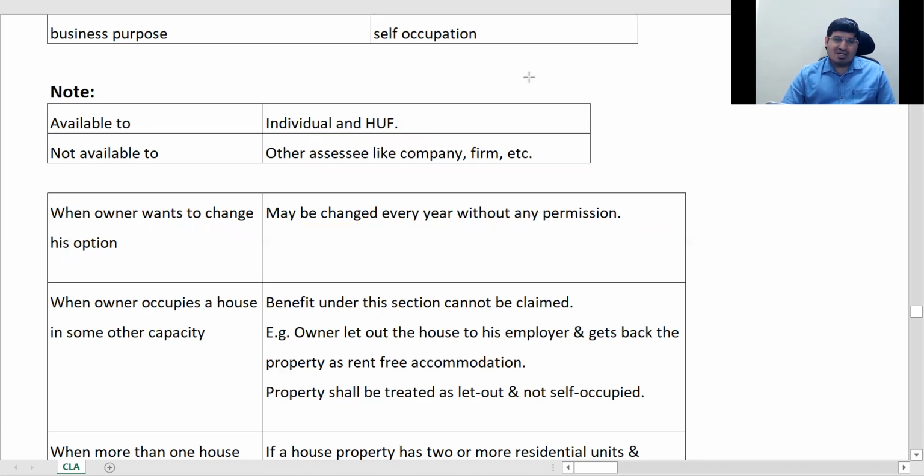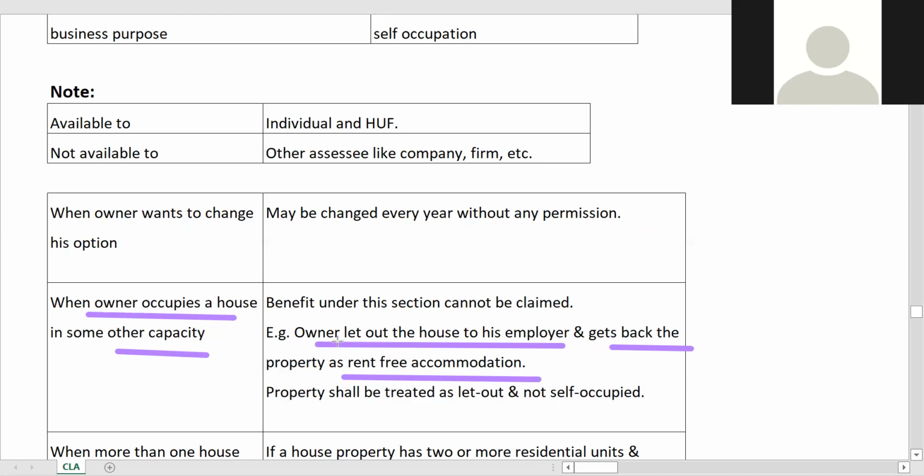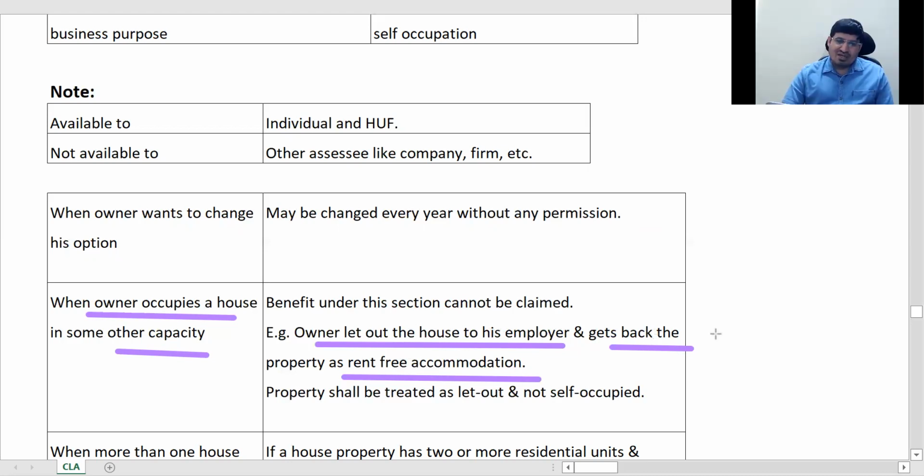Next point is a little interesting. The owner occupies in some other capacity. Say, for example, the owner let out his house to his employer, and his employer has given it back as rent-free accommodation. So the owner has let out the house to his employer, and the property has become his employer's, that is rented property. Now the employer has taken it to give to his employees for accommodation.